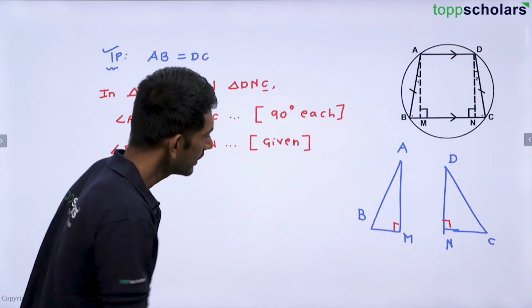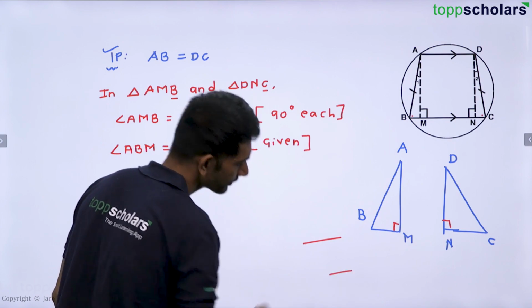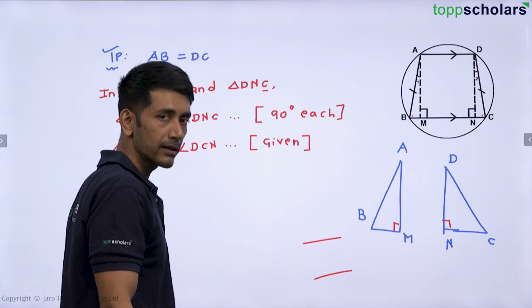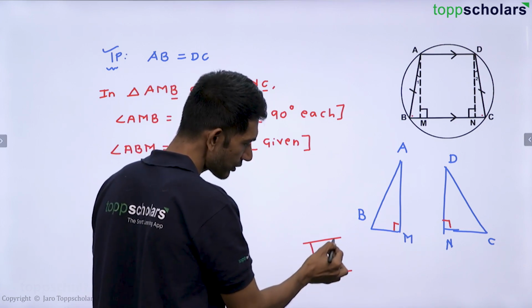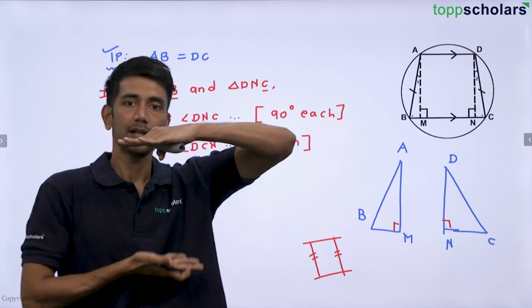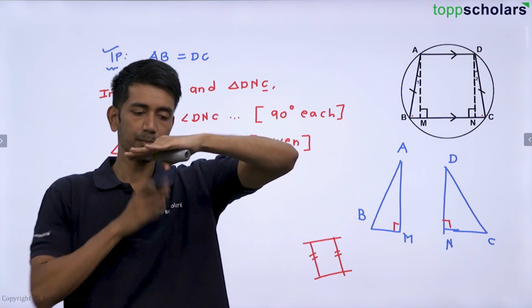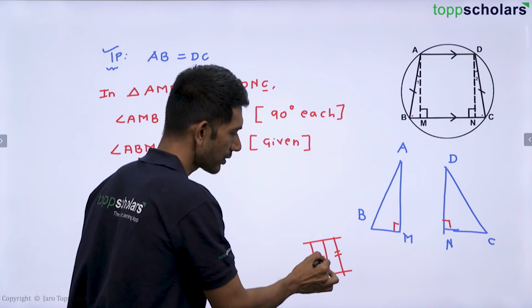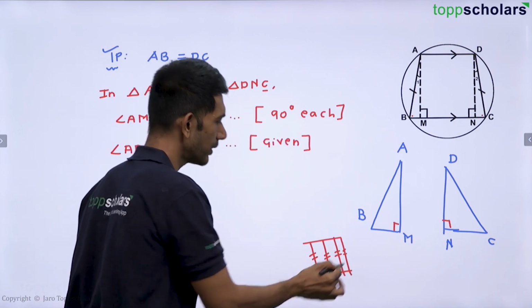Now understand, these two lines are parallel. Which two? AD and BC are parallel. We have already proved that. So can I say the perpendicular distance between the two parallel lines is always equal? If there are two lines parallel to each other, then the distance between both of them, you draw infinite lines here, all the distances are going to be equal.